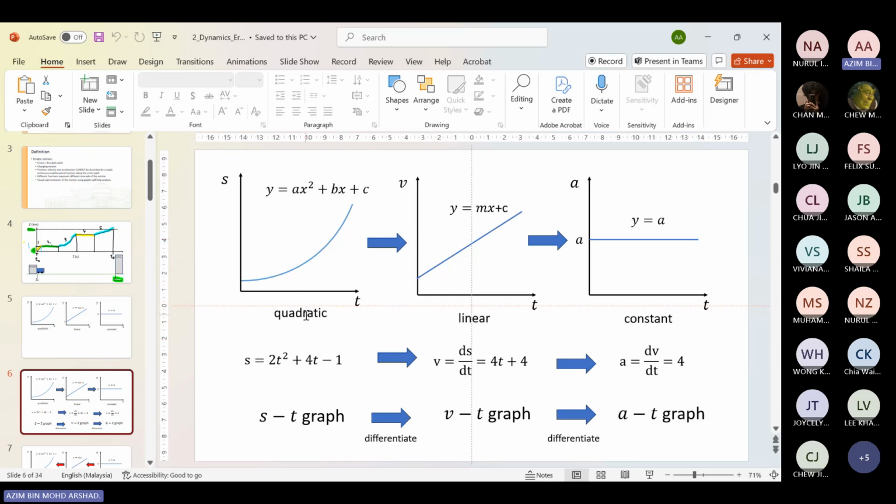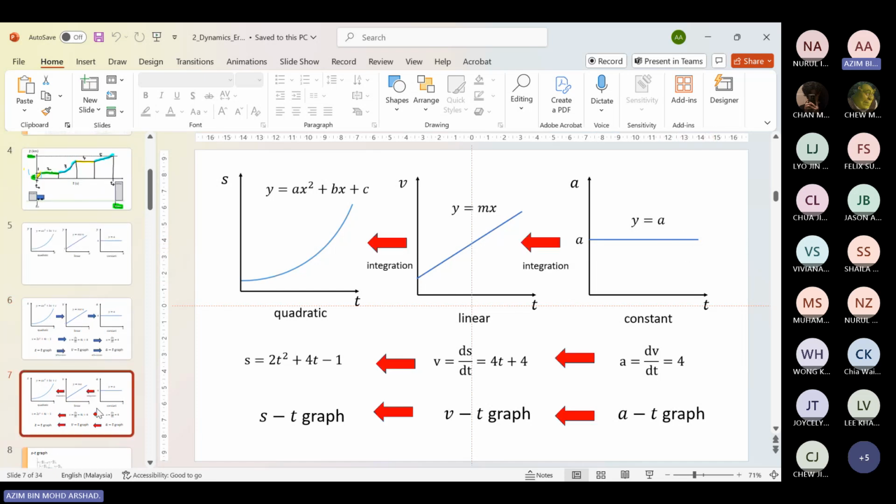If you have a quadratic function and you differentiate, you'll get a linear function. If you differentiate a linear function, you'll get a constant. If you differentiate a constant, you'll get 0. And the same goes the other way around. If you have a constant function and you integrate, you'll get a linear function. If you integrate a linear function, you get a quadratic function.